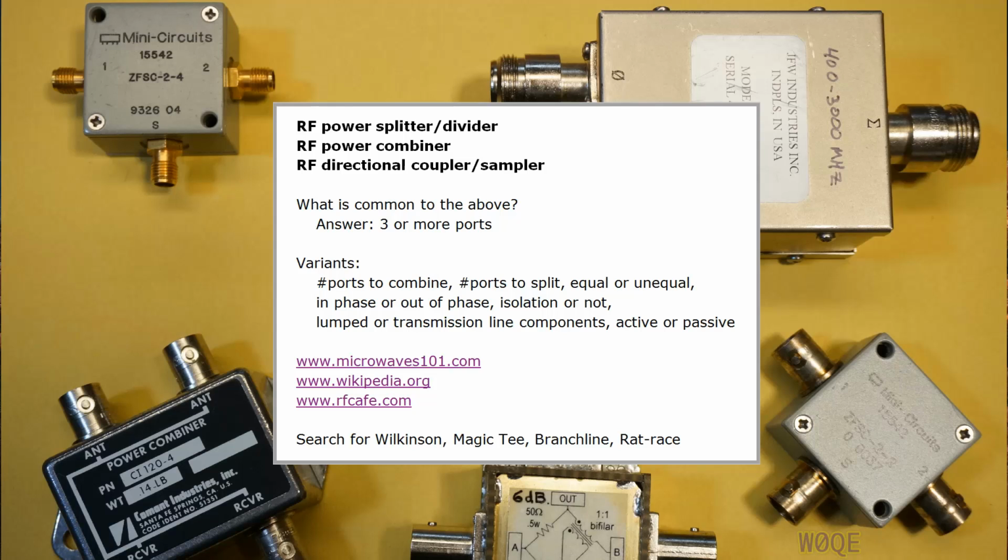Lumped or transmission line components. At lower frequencies, we typically build these circuits with lumped components, L's and C's. You can build them with R's in a lot of cases too, with resistors. At higher frequencies, they become transmission lines primarily, and at very high frequencies, they become waveguide components. Nevertheless, the circuits can be built with active or passive components also. This discussion will only concern circuits built with passive components.